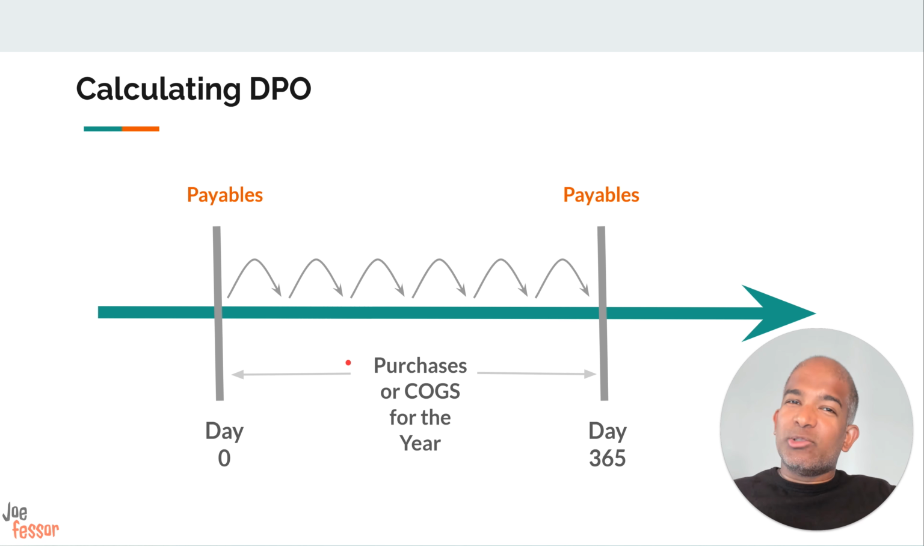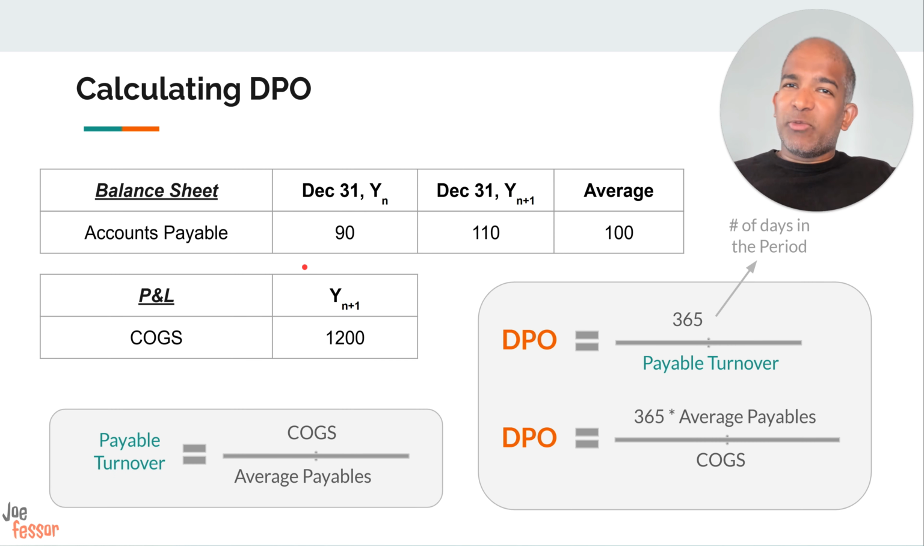Payables turnover is directly related to DPO. Okay, if a company pays its suppliers less frequently, its DPO will be higher. We'll see how these two metrics are connected when we look at the formula for calculating DPO in the next slide. Now let's look at a concrete example for DPO.